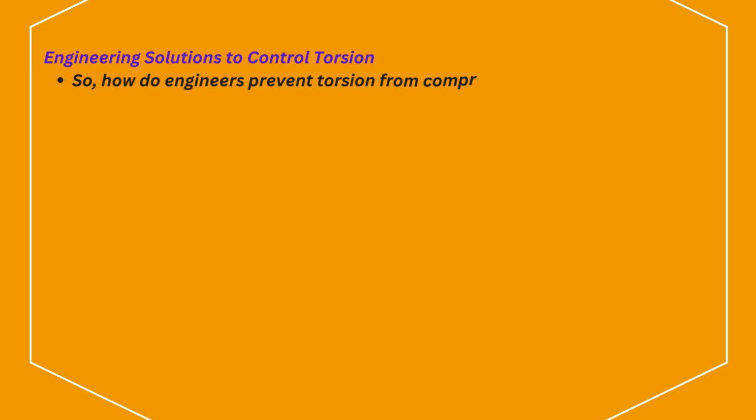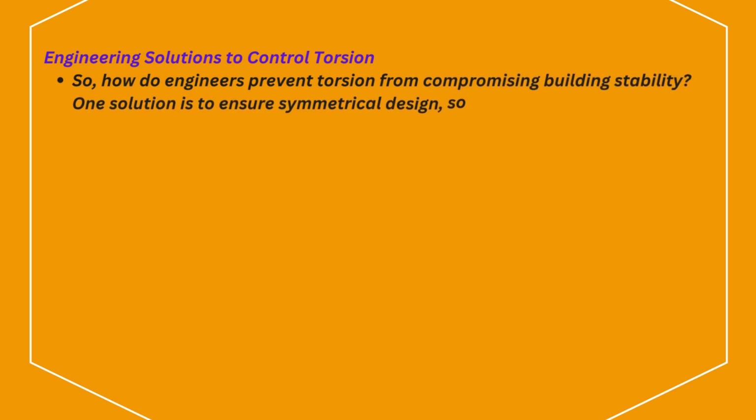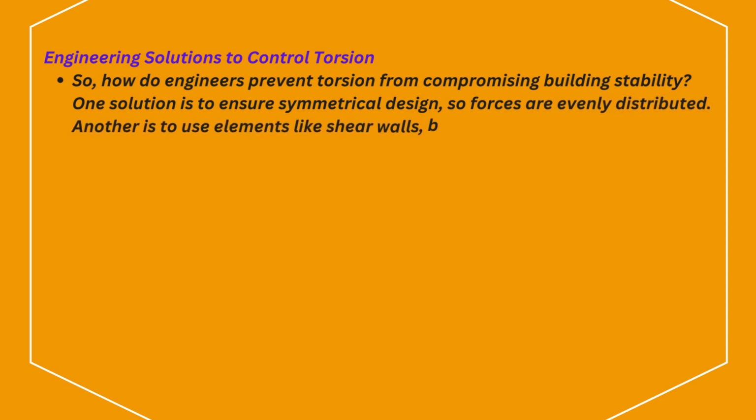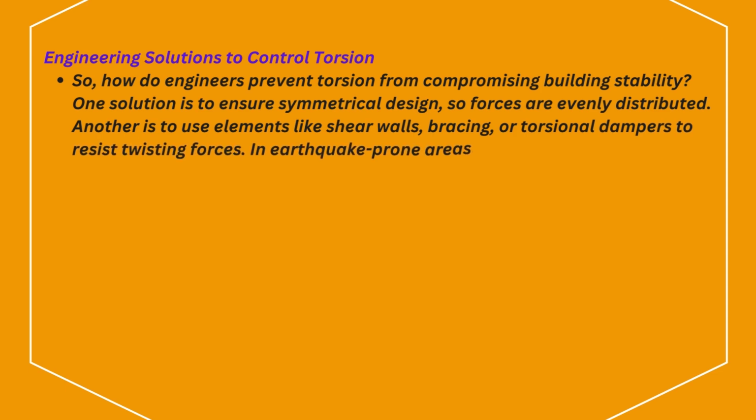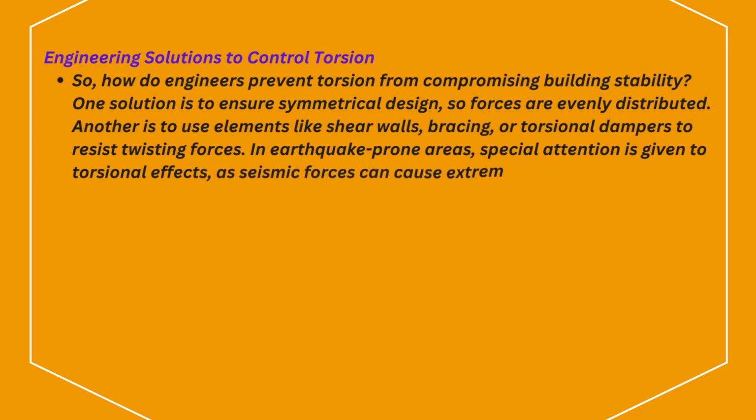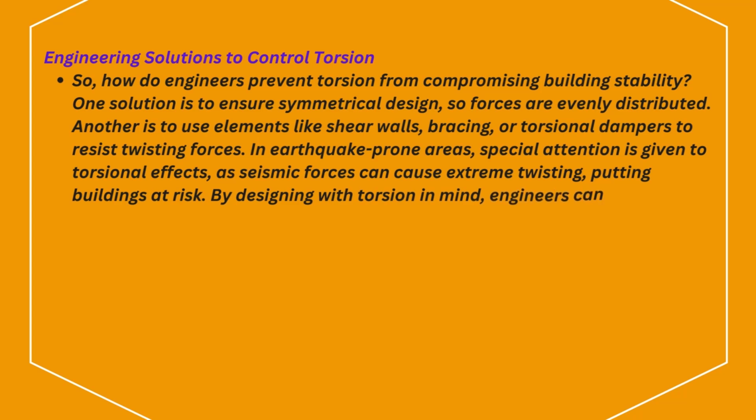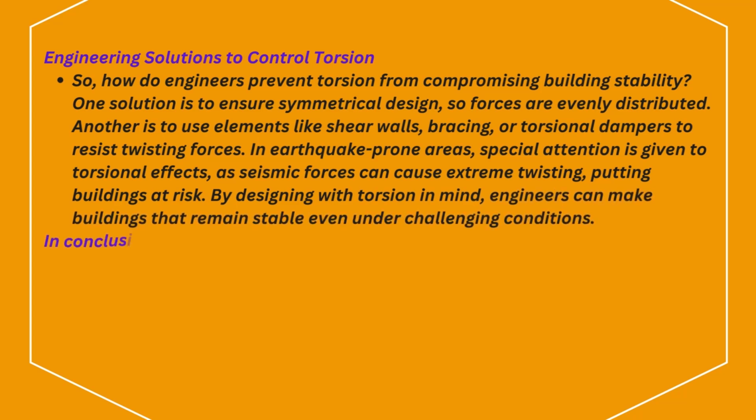Engineering solutions to control torsion. So, how do engineers prevent torsion from compromising building stability? One solution is to ensure symmetrical design, so forces are evenly distributed. Another is to use elements like shear walls, bracing, or torsional dampers to resist twisting forces. In earthquake-prone areas, special attention is given to torsional effects, as seismic forces can cause extreme twisting, putting buildings at risk. By designing with torsion in mind, engineers can make buildings that remain stable even under challenging conditions.